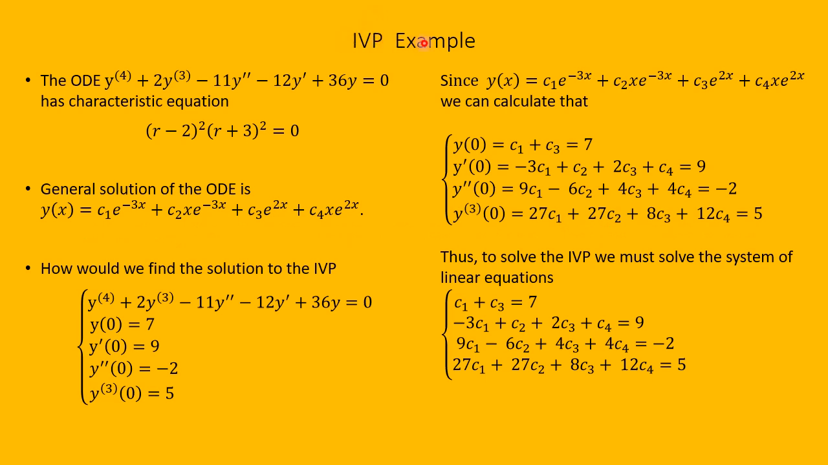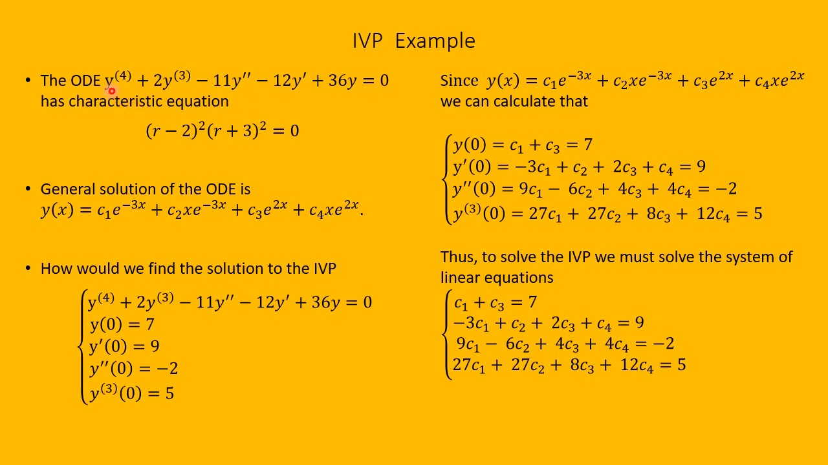Let's look at an example involving an initial value problem that has a system of linear equations resulting. Let's look at the following fourth order ordinary differential equation: the fourth derivative of y with respect to x plus 2 times the third derivative of y minus 11 times the second derivative of y minus 12 times the first derivative of y plus 36y equals 0.